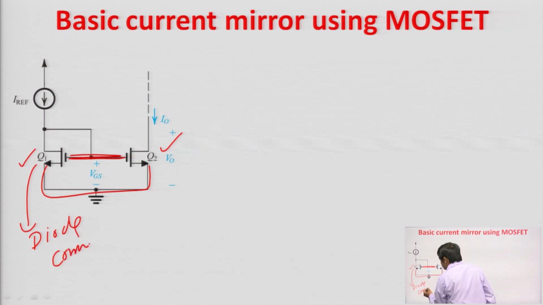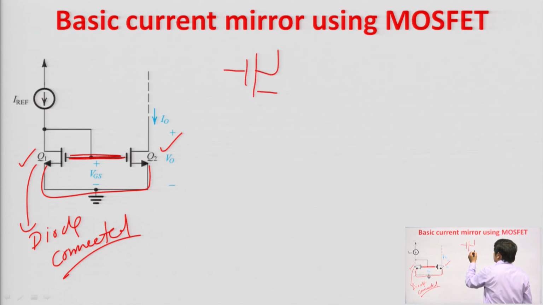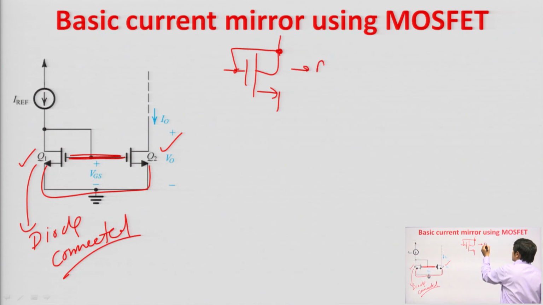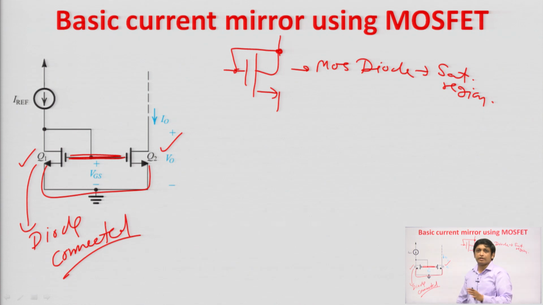Q1 is diode connected, because the gate and drain terminals are shorted. If the gate and drain terminal of any MOSFET is shorted, then it is called a MOS diode, and it will always be in the saturation region. You can verify it. I had already discussed the different regions of operation of MOSFET, the conditions for the linear region and the conditions for the saturation region, in unit 1, right.